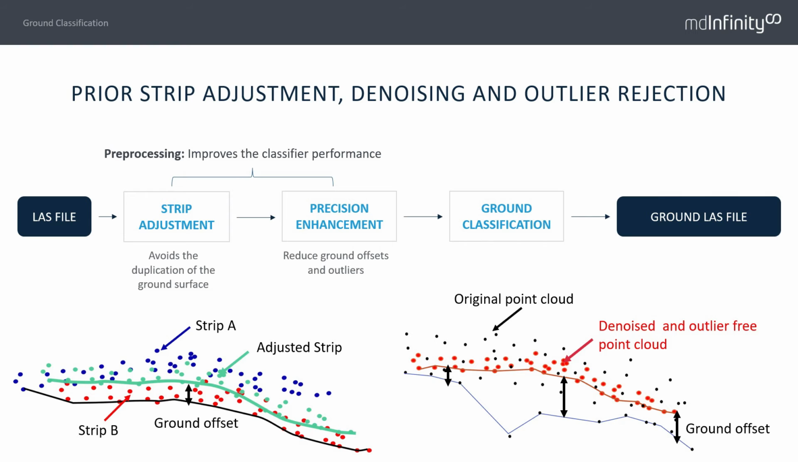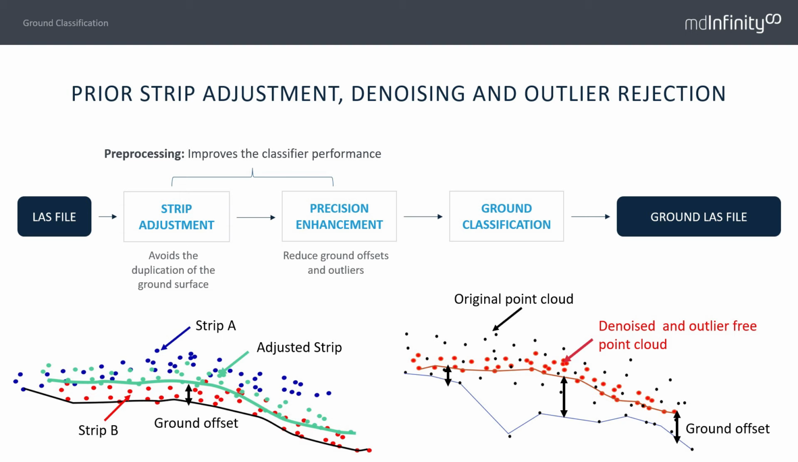Now, what is recommended and what is obligatory to use ground classification? Ground classification can be used directly from any LAS files without using strip adjustment or precision enhancement. But we strongly recommend to improve your point cloud before, using strip adjustment and precision enhancement.